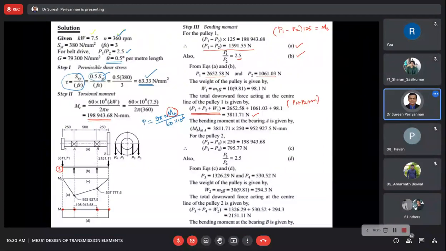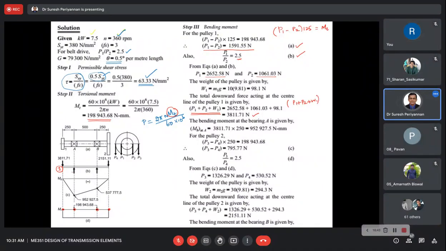Now, I would like to understand this step by step. First, we have to find out how much load is acting on the pulley. Then only are we able to find the reaction. We can go for the reaction calculation. Now pulley 2.